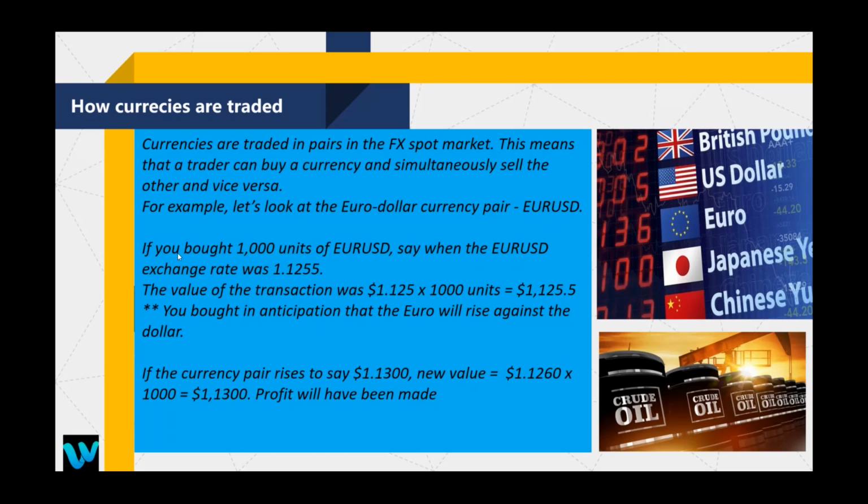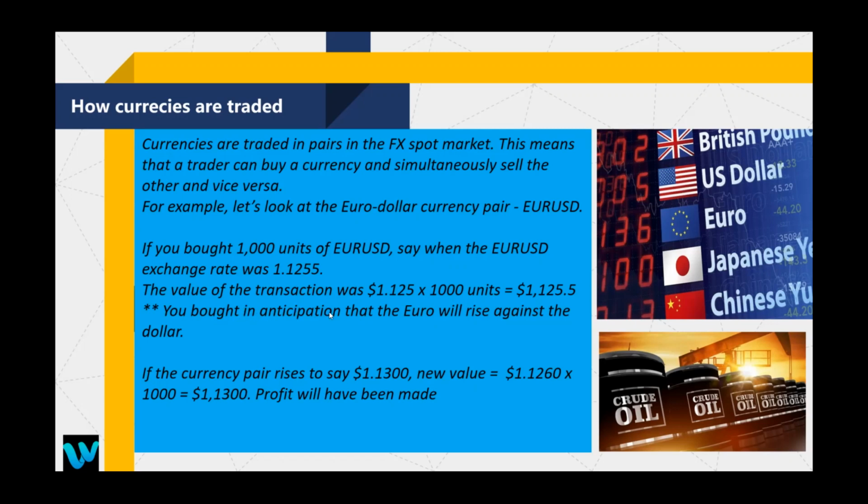So let's say you bought 1,000 units of euro US dollar, and at the time that you bought it, the exchange rate was 1.1255, which means $1.1255. So the value of the transaction is going to be, of course, if this is the exchange rate and you are buying 1,000 units, you multiply. So this is the value of the transaction.